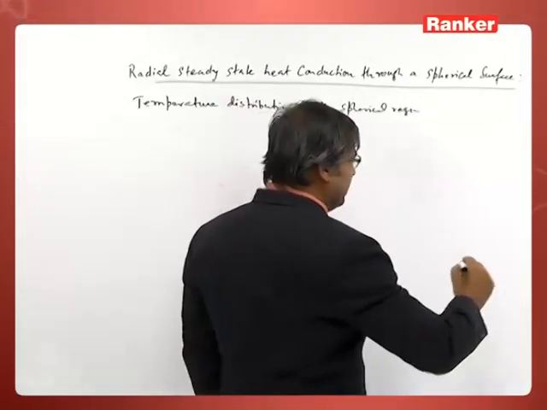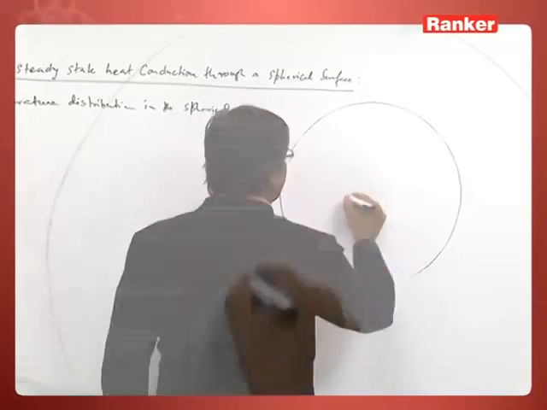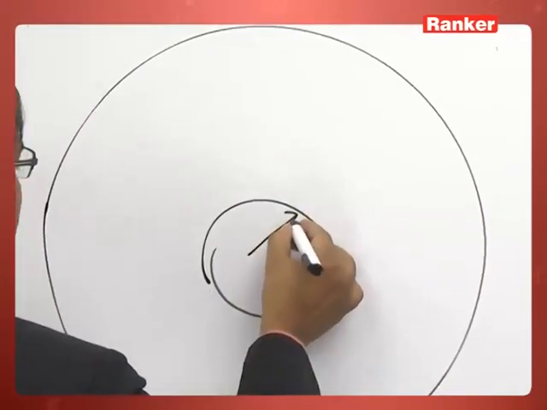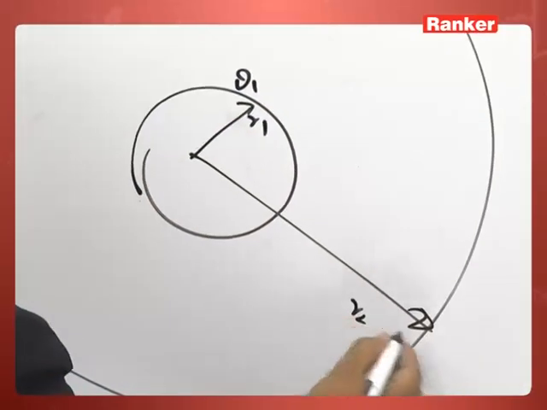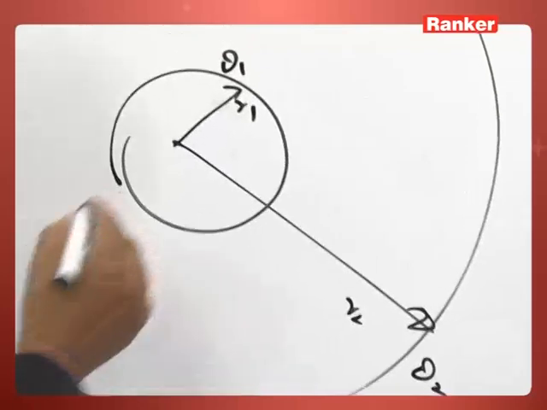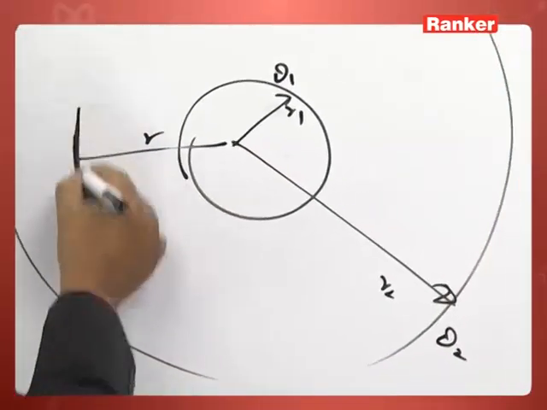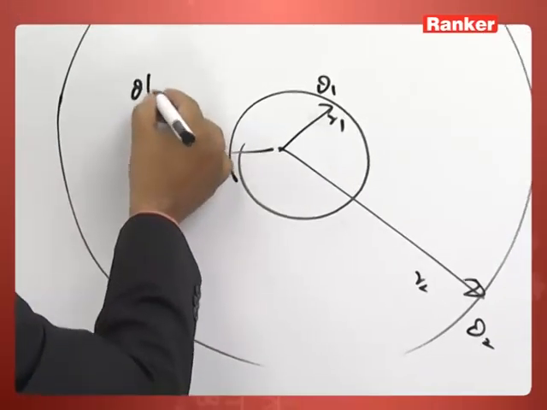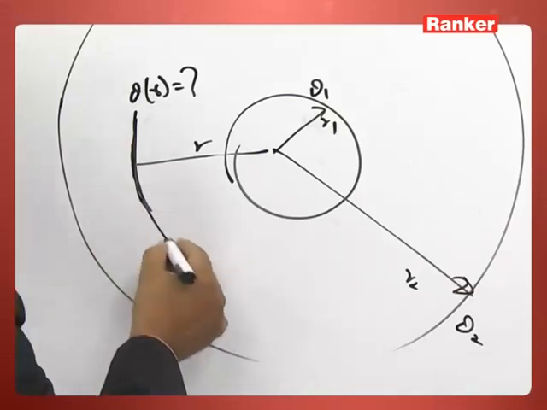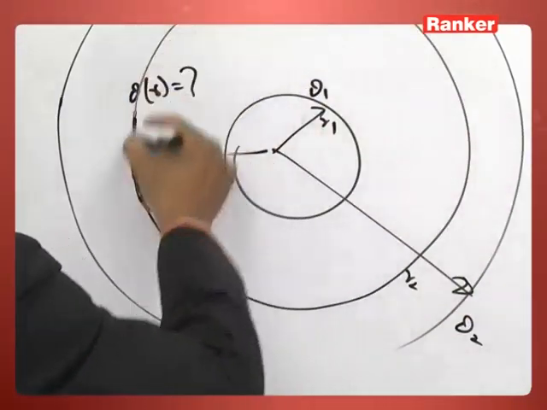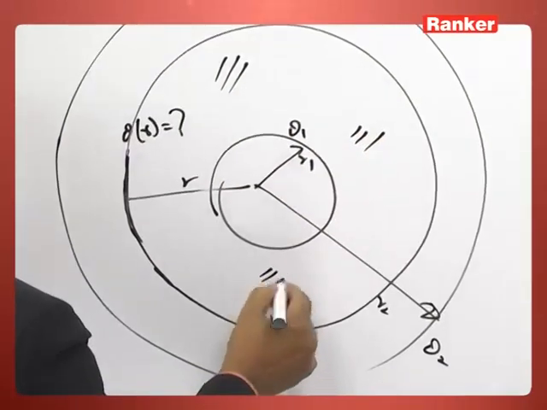So, we have taken the case that the inside radius R1 has a temperature theta 1 and the outer radius has a temperature theta 2. As a function of r, I want to know what is the temperature theta as a function of r. This is what I want. So, what I do? I consider this portion only.